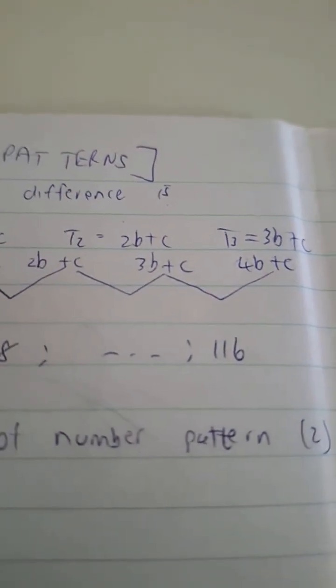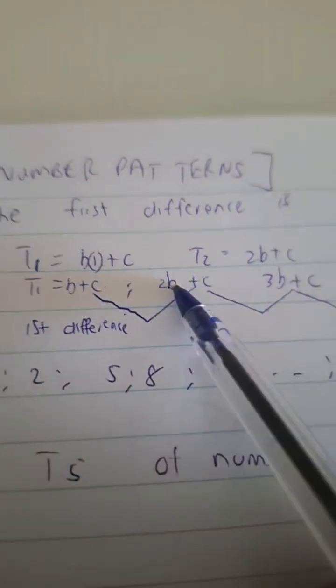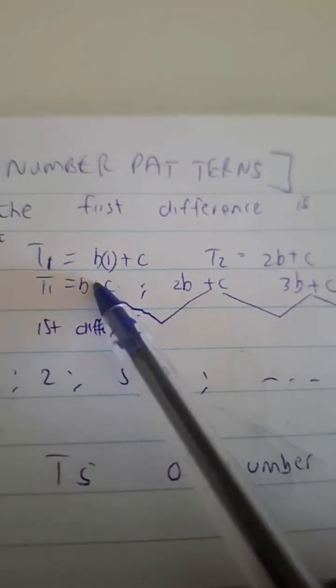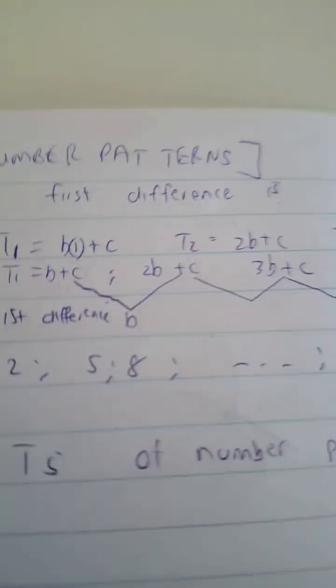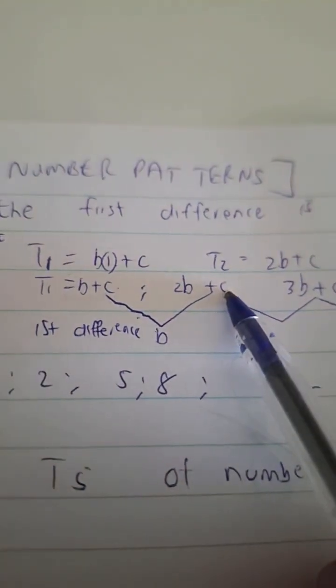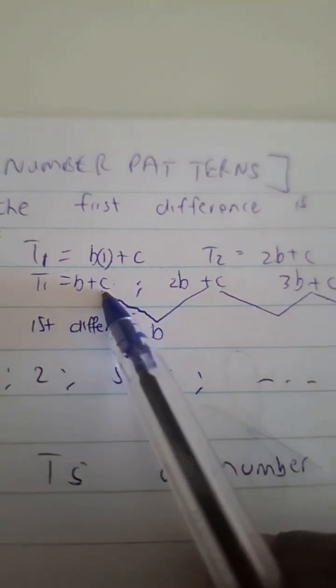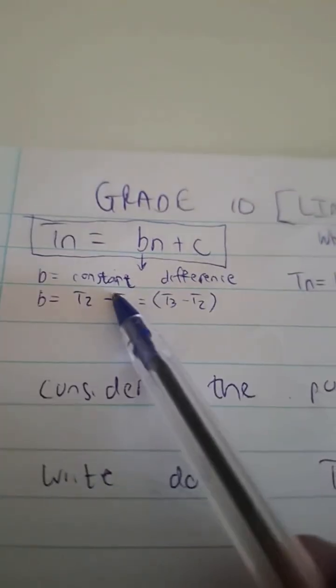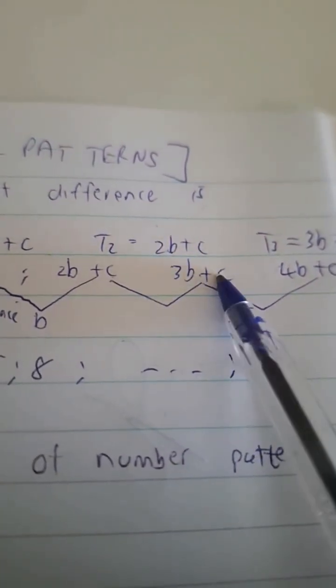So then, if we calculate the first difference, that means if we take 2B plus C and subtract B plus C from it, what's 2B minus B? That will give us B. And then what is C minus C? That will give us 0. So that means we only have B, and B stands for the constant difference.